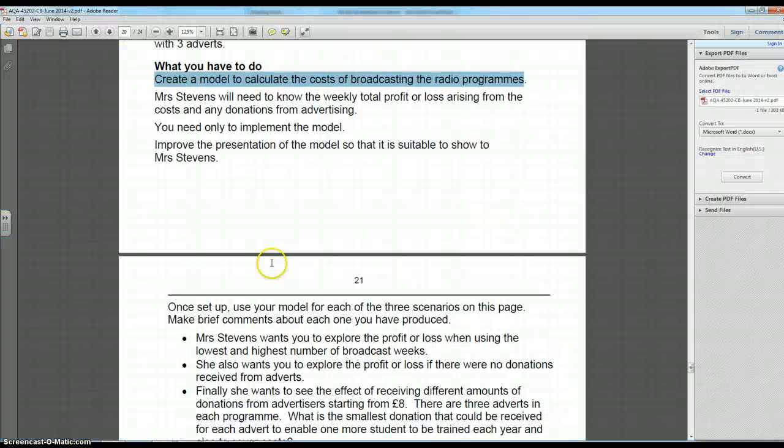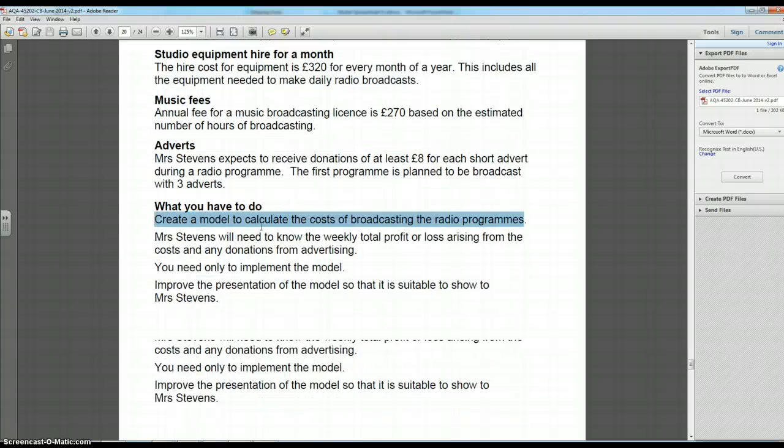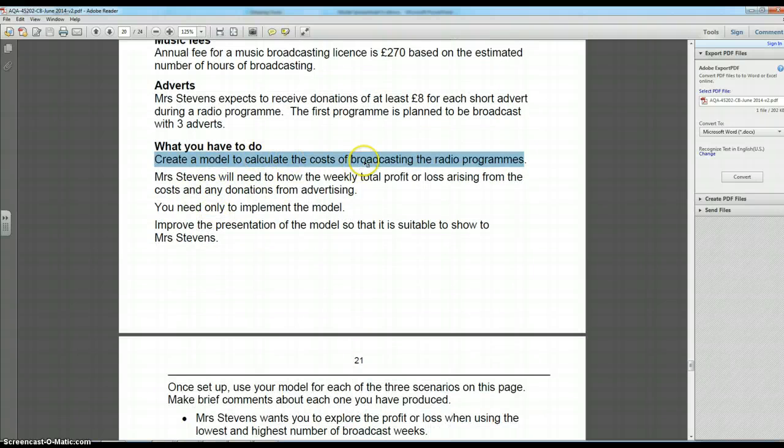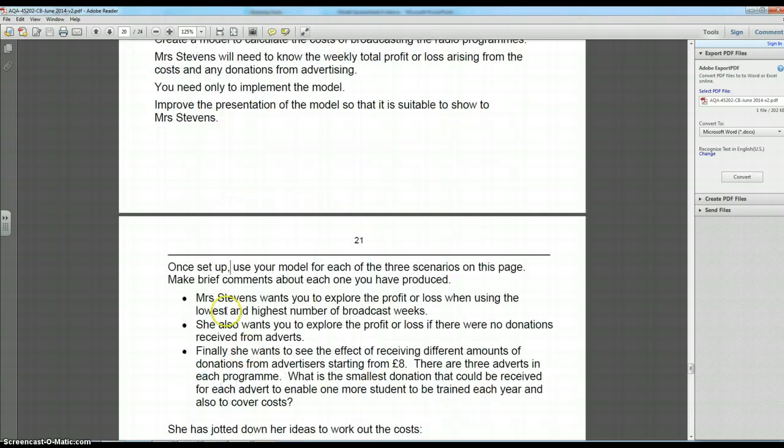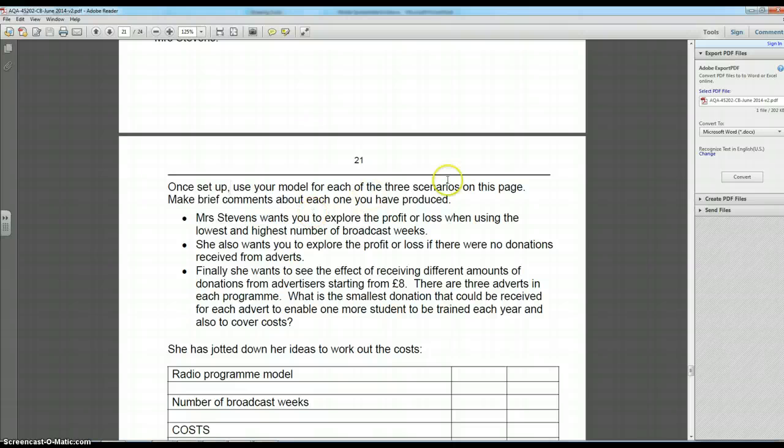Okay, so I need to go back to what I've been asked to do here. So create a model to calculate the cost of broadcasting the radio programs, which is what I've done. Mr. Stevens will need to know the weekly profit or loss arising from the cost, which is what we've done. We've done that bit. We haven't improved the presentation yet. We'll come to that in a second. And it's saying use your model for each of the scenarios on this page. Make brief comments about each one you have produced.